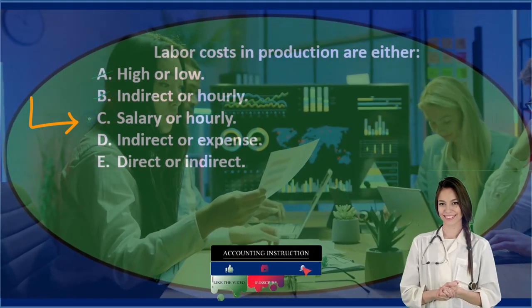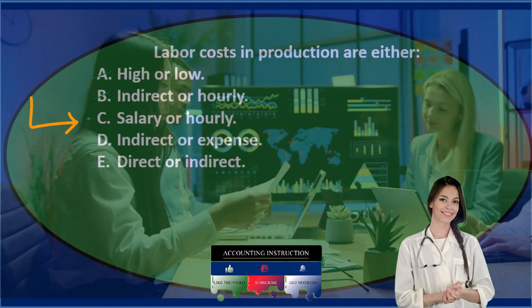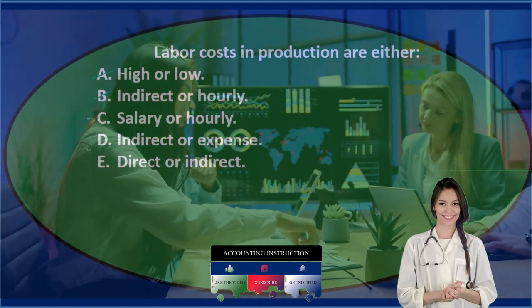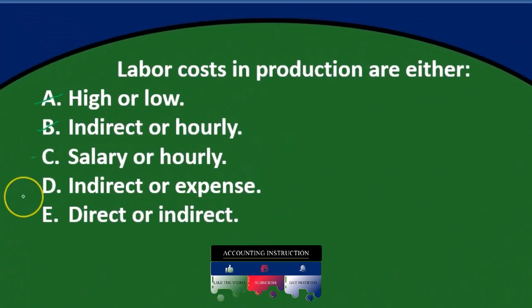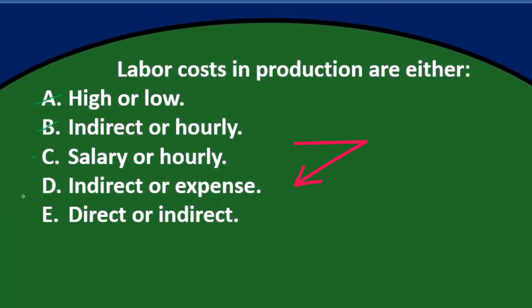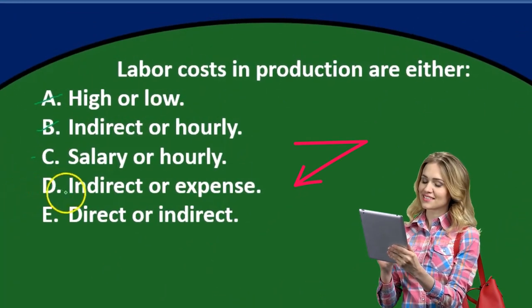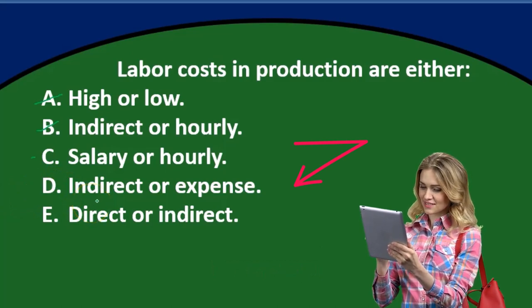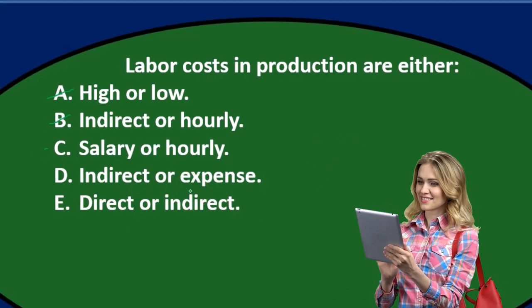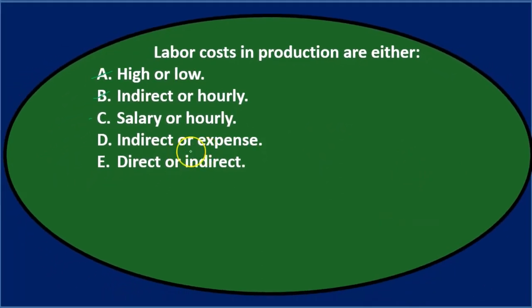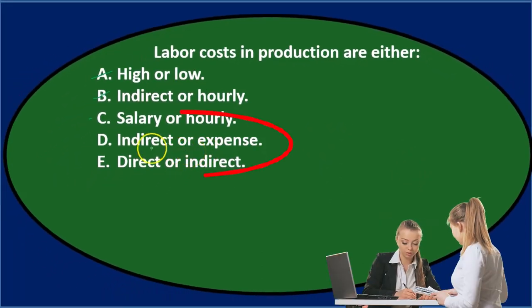So I would think that maybe that would be it, because how else do we pay people, either hourly or salary? And then D says indirect or expense. Again, these two don't seem to exactly go together. Indirect is a payroll kind, we apply it to payroll, and expense. Those two things don't seem to be two terms that are exactly related. So I don't think it's D.